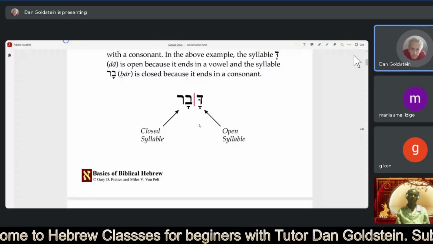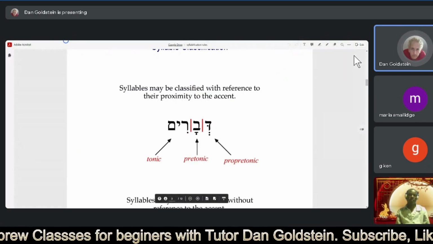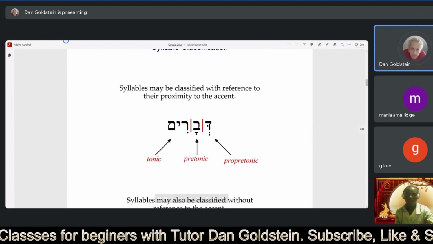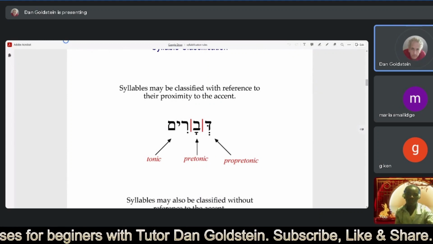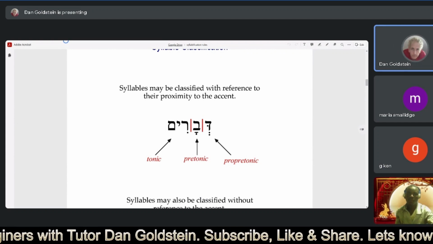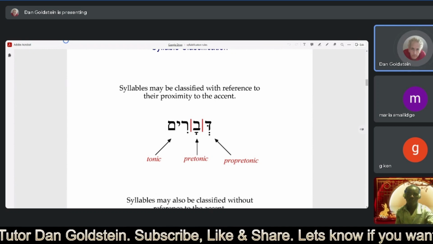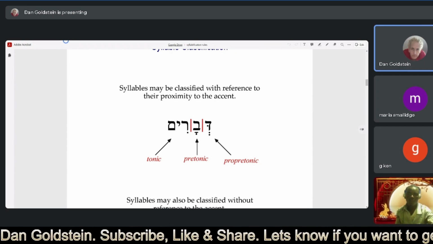Learned that a shva in the first position is pronounced. We call it a vocal shva, and it counts as a syllable. So for example, Gideon, could you read the word on the screen and break it down for us?